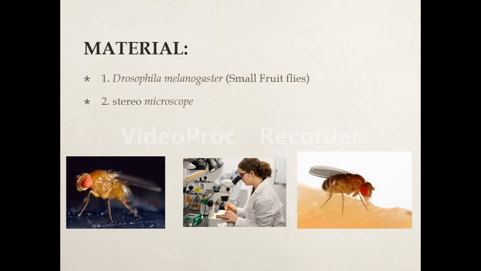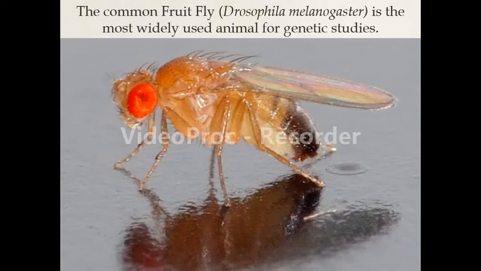So, for these purposes, let's start our video lecture about preparing the Drosophila for studying genetic structure. The material required for this purpose is Drosophila melanogaster, the scientific name of the small fruit flies, and the microscope used for this purpose is a stereo microscope. The common fruit fly is basically used for studying genetic structure.